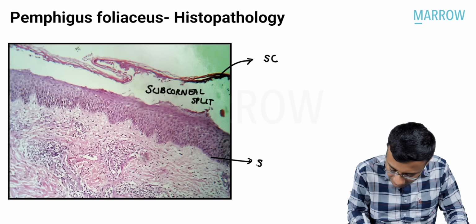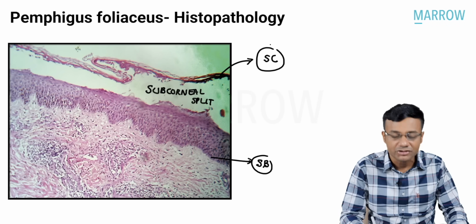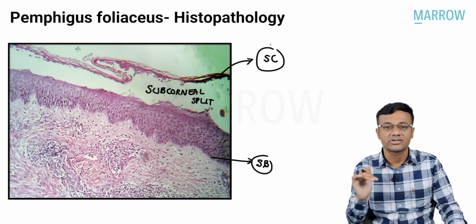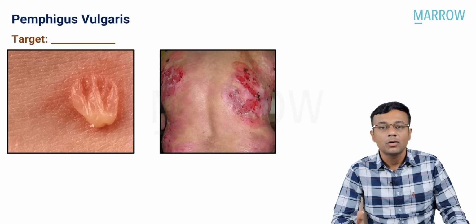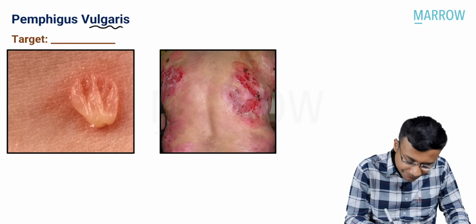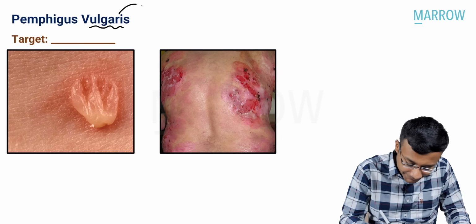This is the last layer, which is stratum basale. So always when pictures are shown, identify the stratum corneum, identify the stratum basale, and look for the split. We now move on to the next topic of pemphigus vulgaris. Students, can you tell me what is the meaning of the word vulgaris? Vulgaris means most common.